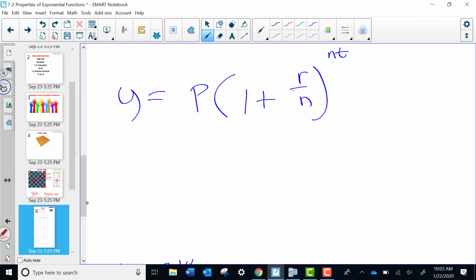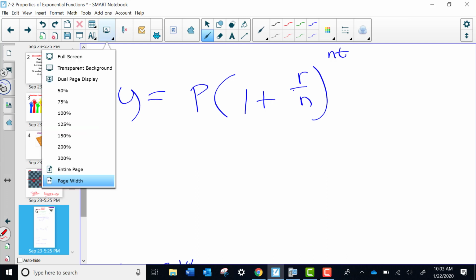So these are your financial interest formulas. Financial interest.